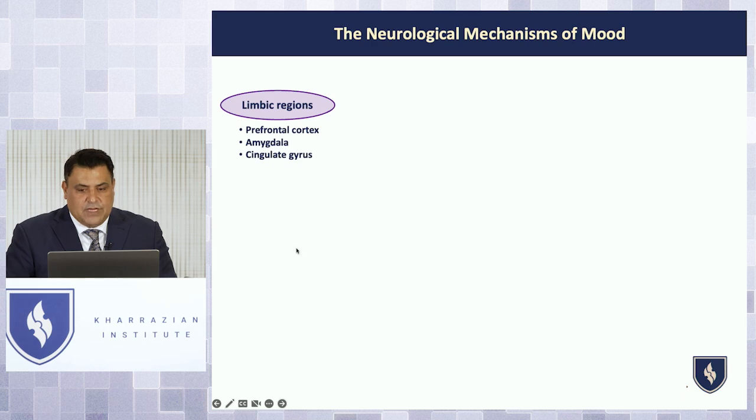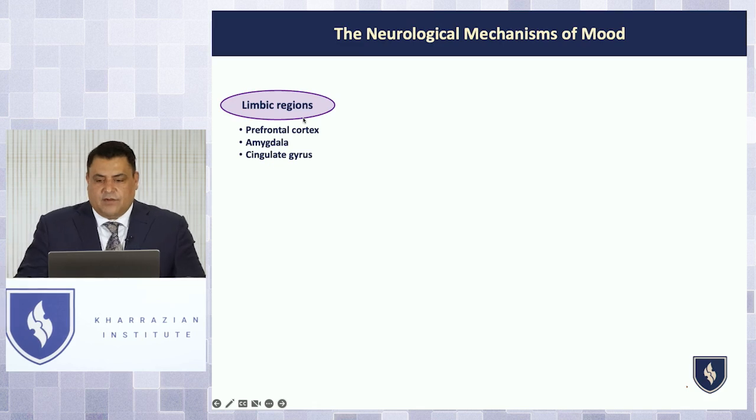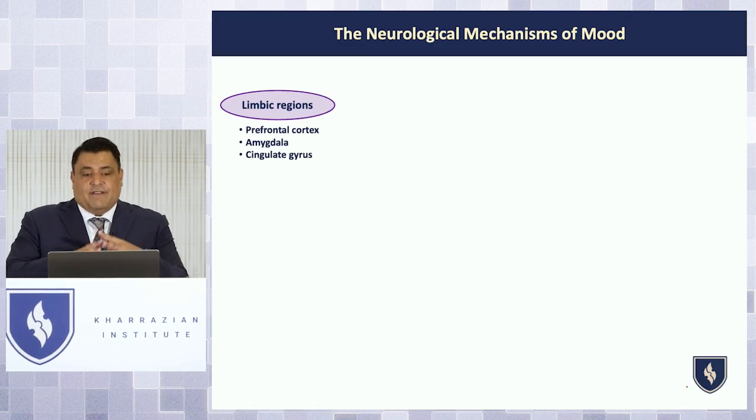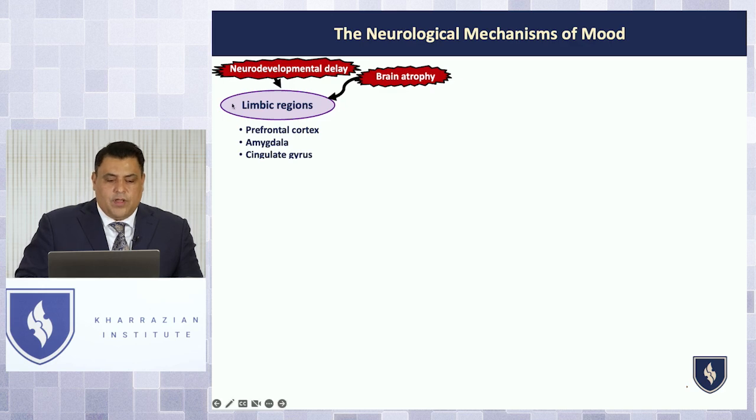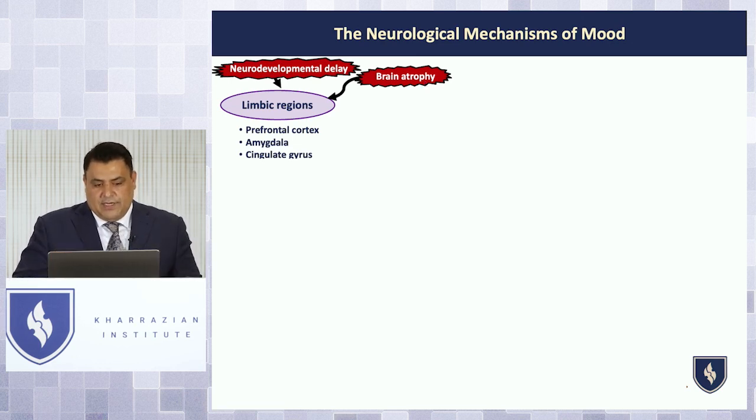So we talked about the different regions of the brain. Now these regions of the brain could be abnormal or not functioning well due to it not actually developing all the way, like in a neurodevelopmental delay, or from atrophy of the brain from neurodegeneration. So let's go into why some of the actual regions of the brain may not be functioning well. So one of them is they're just not developed all the way.